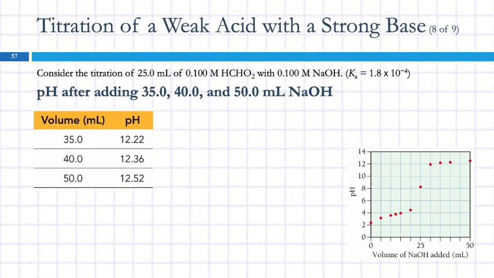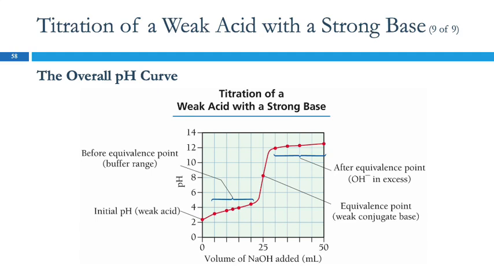So the same process could be done for 35, 40, and 50 milliliters. And then you'll get these pHs. So that's something else you could try at home. Pick one of these and do it. See if you can get the right pH. So our overall pH curve looks very similar. We start in the acid range and it is sort of flat-ish, and then it goes up, and then it's sort of flat-ish afterwards in the basic range.